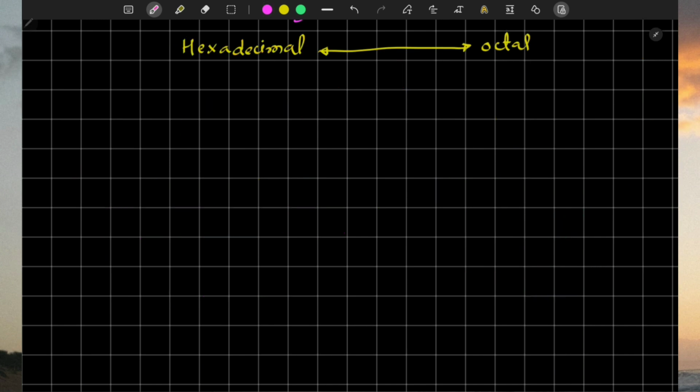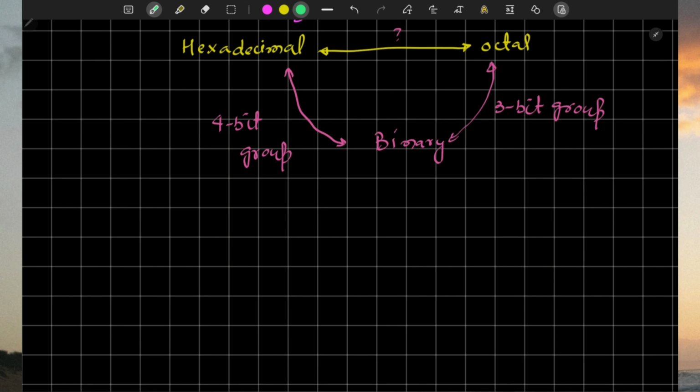Now, how do we convert a hex number into an octal number? We know that both these number systems have a direct link with the binary number system. That is, for an octal number, we make groups of 3 bits, and for a hexadecimal number, we make groups of 4 bits. So what we can do is convert this hexadecimal number into a binary number, and this binary number is then converted into an octal number. So this is how we convert a hexadecimal number into an octal number.